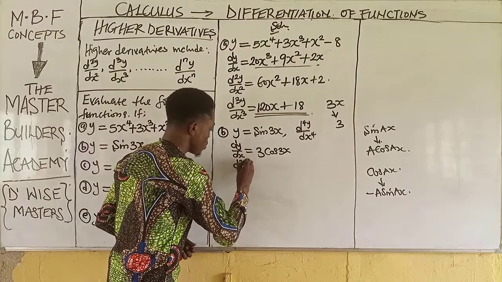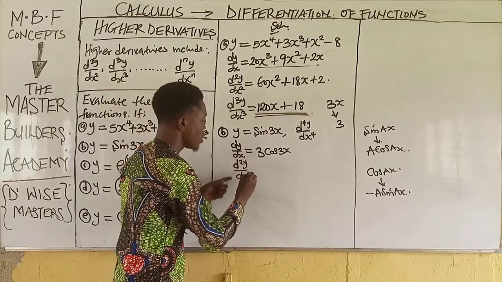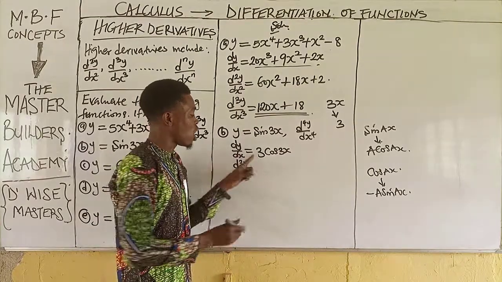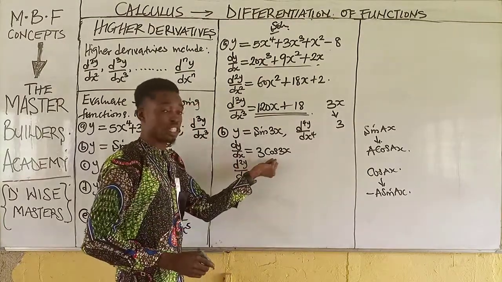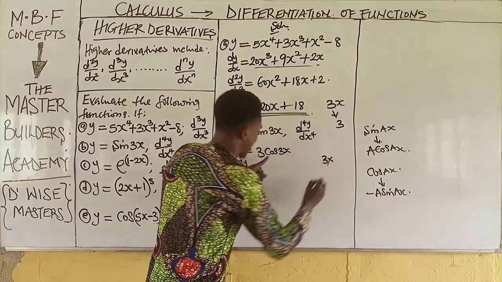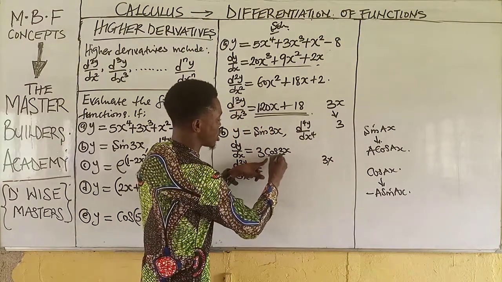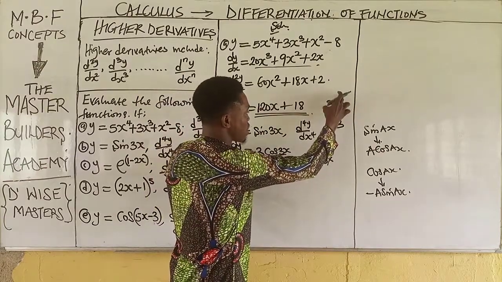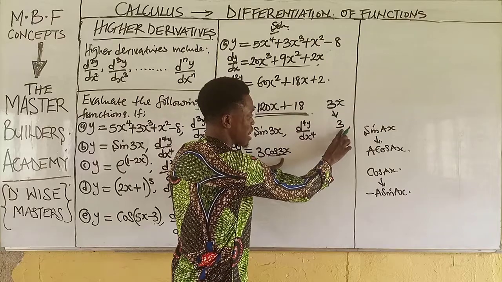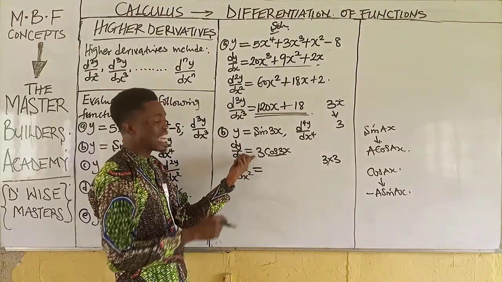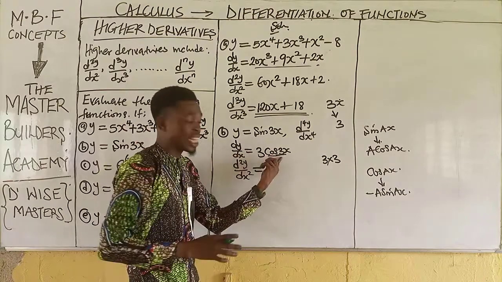Second derivative must be obtained from the first derivative. Now listen carefully. To obtain this, all we simply need to do is to differentiate this. And understand that here we already have 3 existing as a coefficient. When we differentiate cos 3x, take out the angle, which will give us 3x. When we differentiate 3x, we have 3. So we multiply this by 3. We are going to multiply the existing coefficient here again by 3.